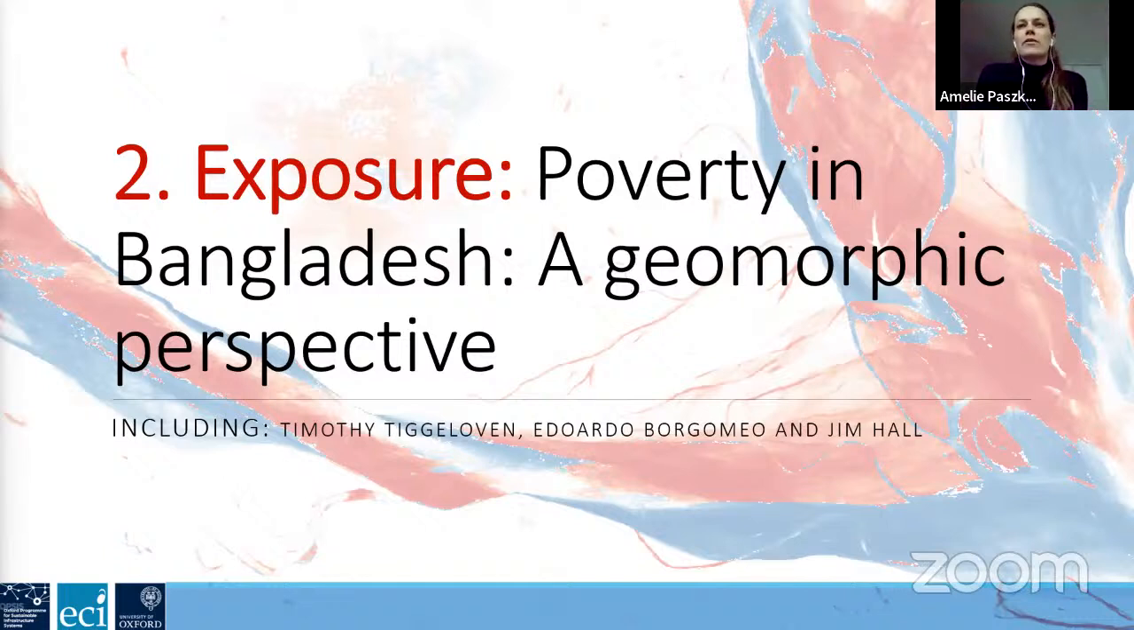So for this next bit of the presentation, I'm building on that first paper that I spoke about, and I'm briefly going to go over this finalized paper now, which looks at the exposure of populations to geomorphic hazards, and then the spatial poverty dynamics within those regions. So for this piece of work, I've been working in collaboration with Timothy Tigeloven from VU Amsterdam and Eduardo Borgomeo and Jim Hall from Oxford as well.